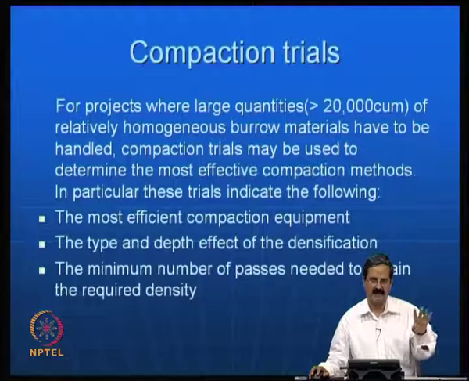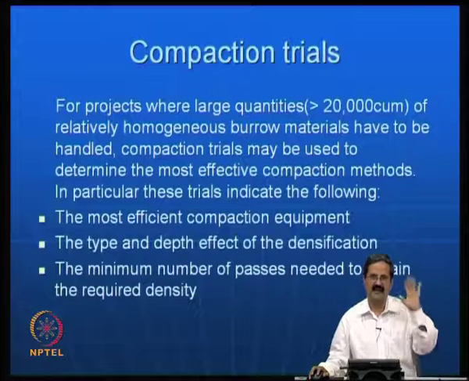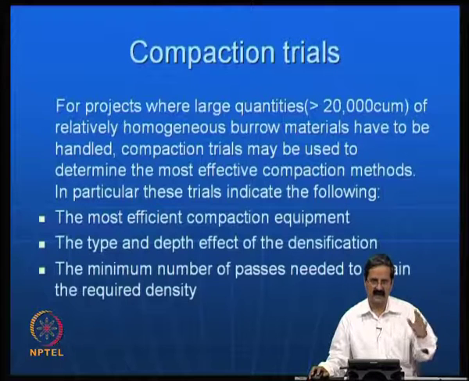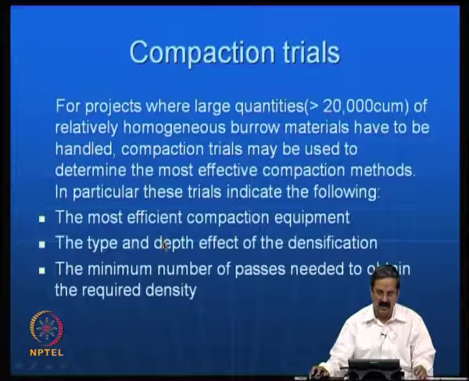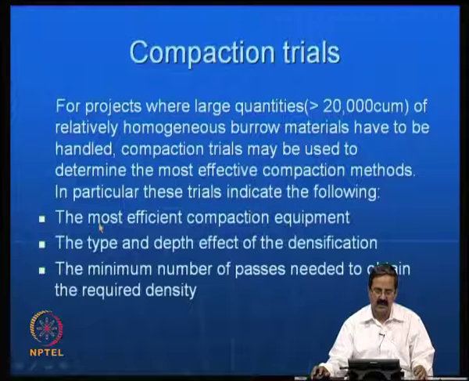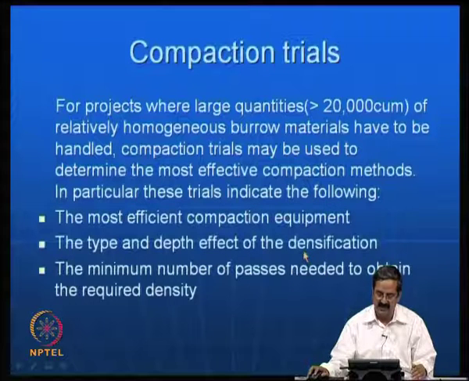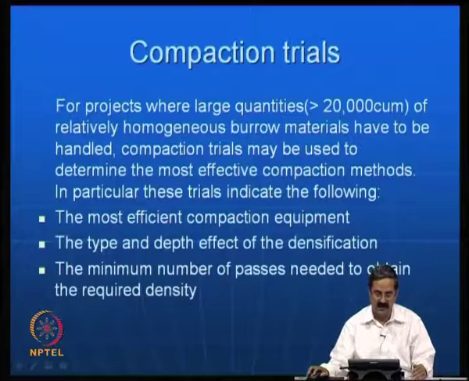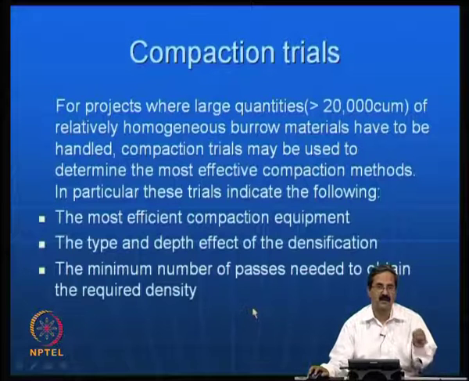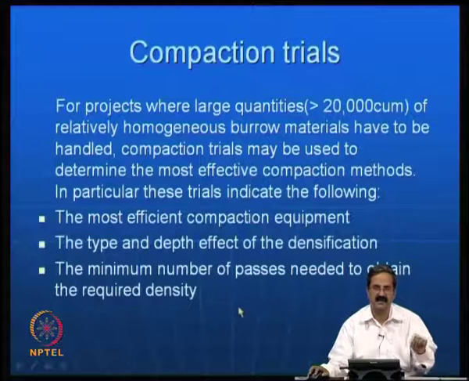For example, you may have sands, silts, clays, there are so many varieties in the same big area, and they should not affect your result. So, through the trials you can get information about the most efficient compaction method and the equipment. There are different types of equipment and different types of compaction. Then the type and depth effect of the densification, and the minimum number of passes needed to obtain the required density. For example, what is the number of passes?